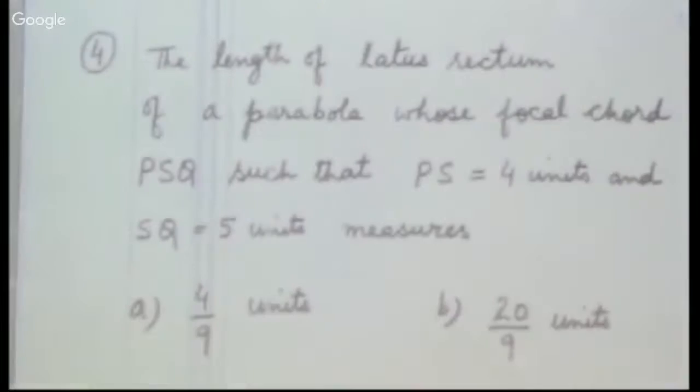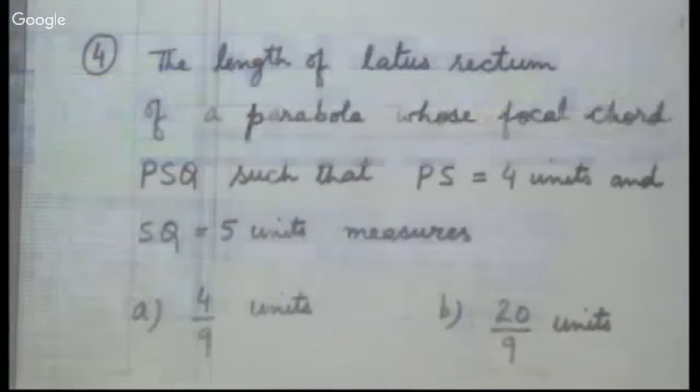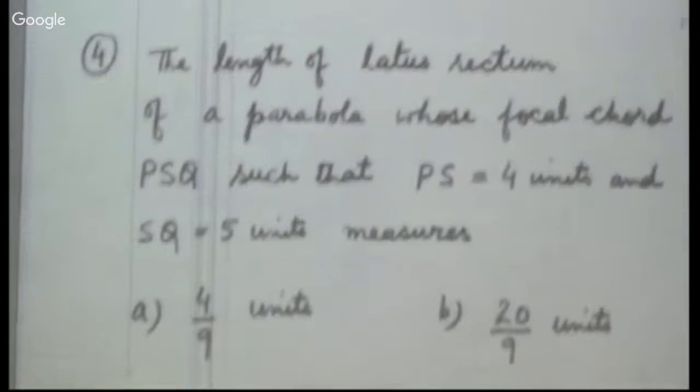The length of the latus rectum of the parabola whose focal chord PSQ is such that PS is 4 units and SQ is 5 units measures how much? Basically we have to find the length of the latus rectum whose two parts of the focal chord are given to us.